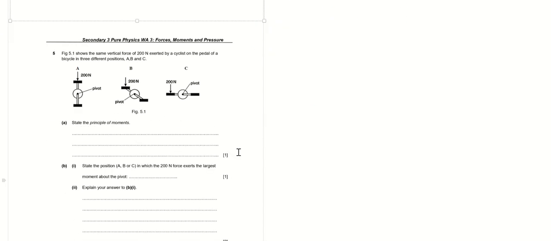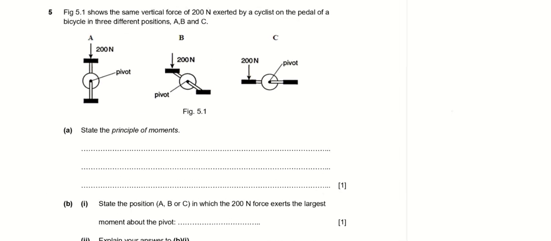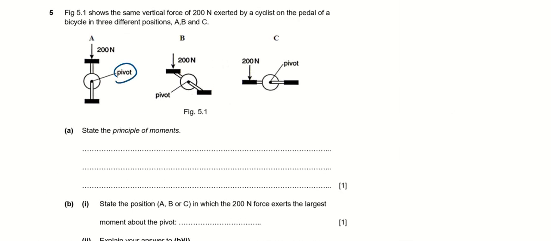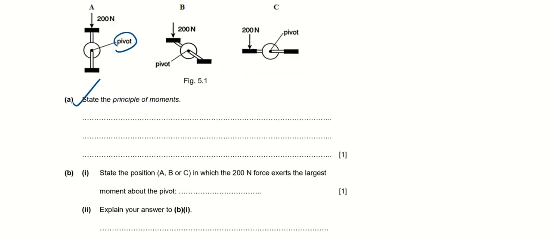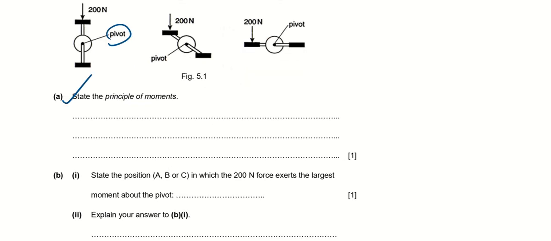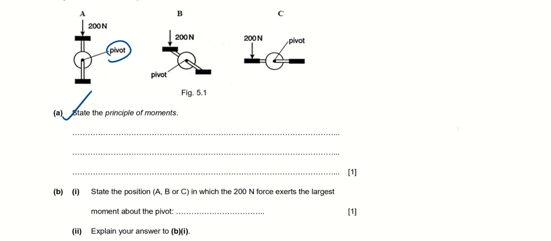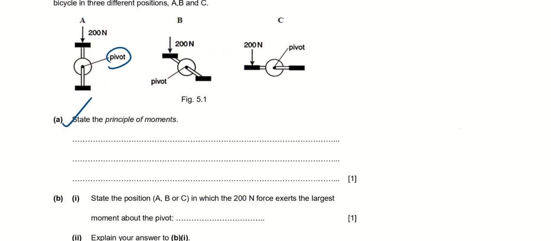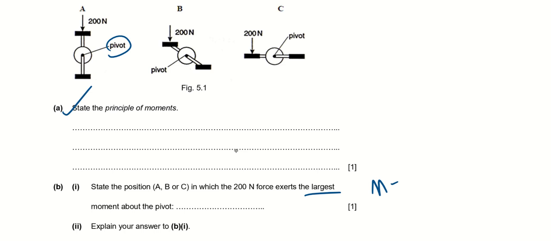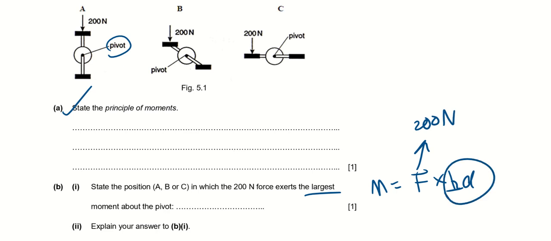Okay, then question 5, you look at this, it's definitely a moment question. State the principle of moments. So the sum of clockwise moments about a pivot is equal to the sum of anti-clockwise moments when a body is in equilibrium. Okay. Now state the position A, B, or C in which the 200 Newton force exerts the largest moment. So in order to have the largest moment, now moment equals force times perpendicular distance, and since every force is 200 Newton, what matters is the perpendicular distance. If my perpendicular distance is the largest, then you will exert the largest moment.